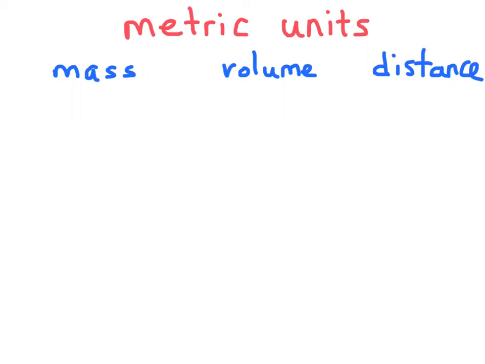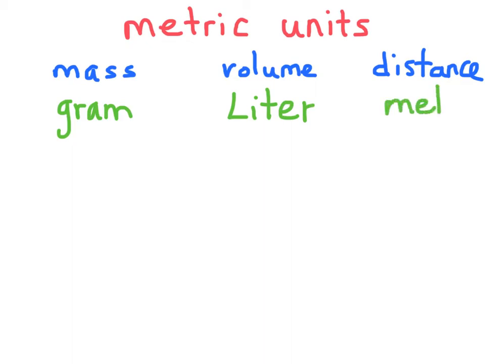Okay, so we're going to create some conversion factors, but before we do, we need to talk about the units that we use in the metric system. So in the metric system, we have 3 base units. The mass unit is the gram. The volume unit is the liter, and the distance unit is the meter. And then the beauty of the metric system is you can break the gram into smaller pieces, or you can make larger mass units. All you have to do is add a prefix.